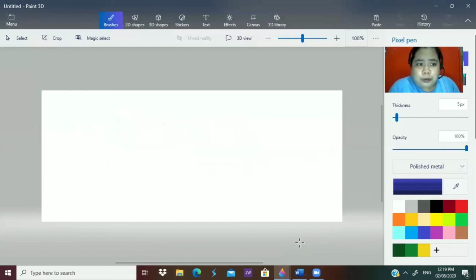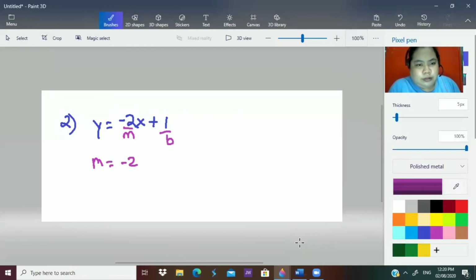This is the easiest part. Actually, this is the easiest part. Kukunin mo lang yung slope, titingnan mo lang sa equation. So here you have negative 2x plus 1. So again, this is your m, and this is your b. So you have m is equal to negative 2 and your b is equal to 1. So that's the answer. So this is now the slope, negative 2.